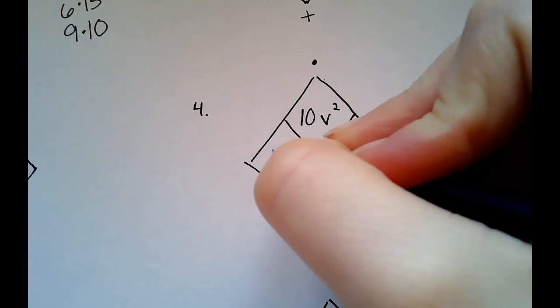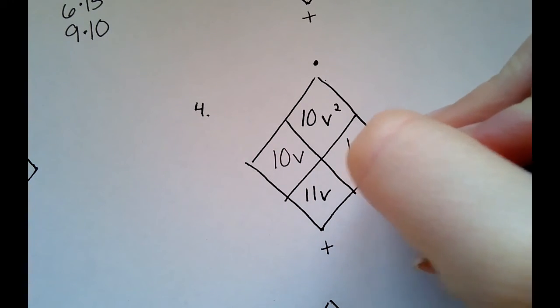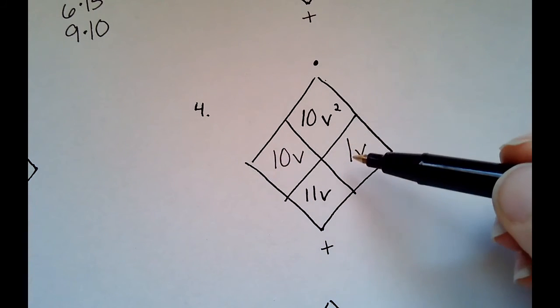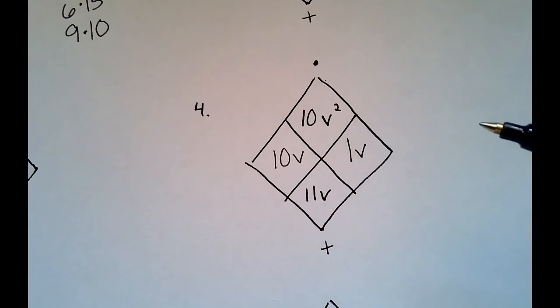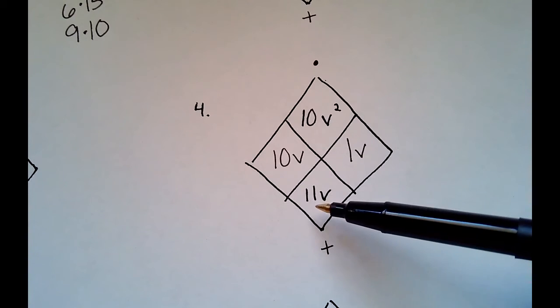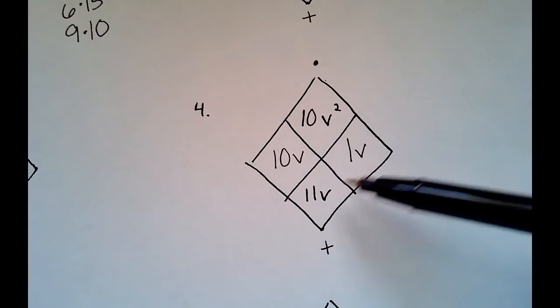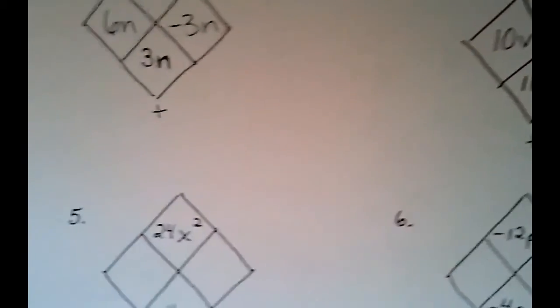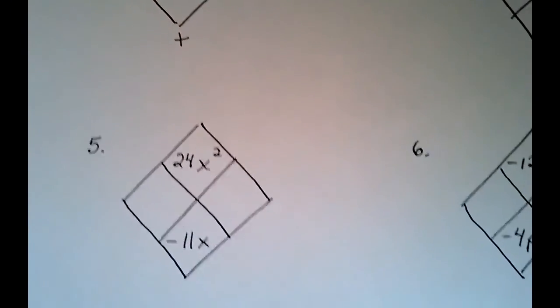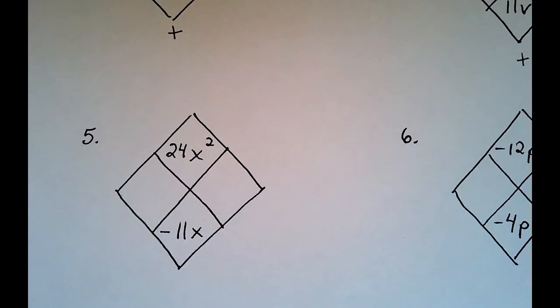Did you get this? 10v and 1v. You could just put v without the 1 if you wanted. 10 times 1 is 10. V times v is v squared. 10 plus 1 is 11, so 10v plus 1v is 11v. All right, we're going to do 2 more. Here's number 5. Go ahead and practice that one on your own. Pause the video if you need to.